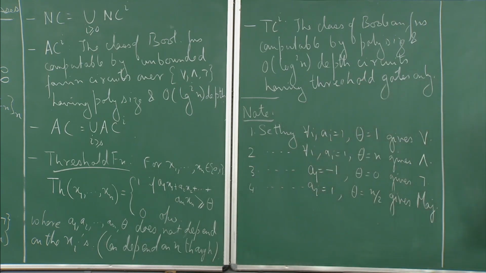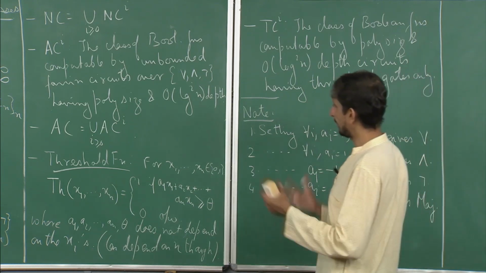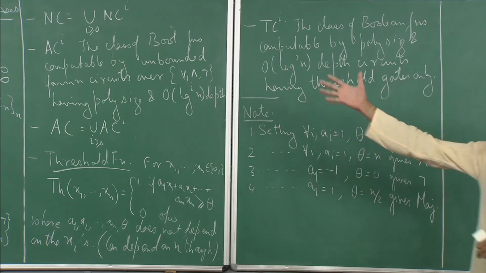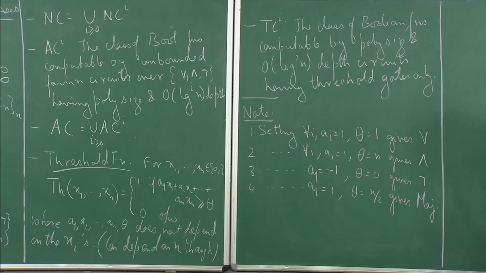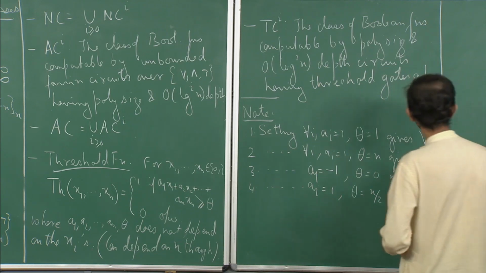Gives you the majority function. Okay, so now what are the relations among these classes? We have these classes that we have defined, NCI, ACI, PCI and so on. So what are the relations?